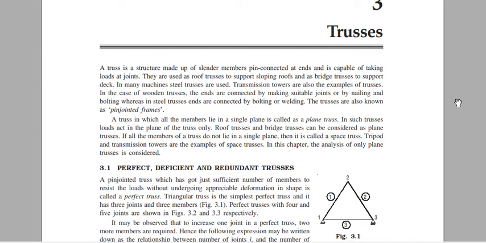If all the members of a truss do not lie in a single plane, then it is called a space truss. Tripod and transmission towers are examples of space trusses. In this chapter, the analysis of only plane trusses is considered.